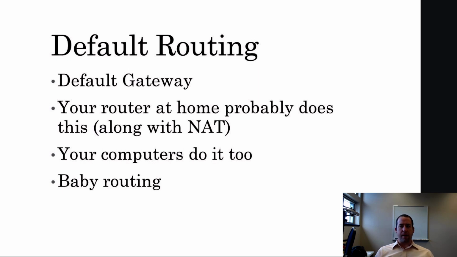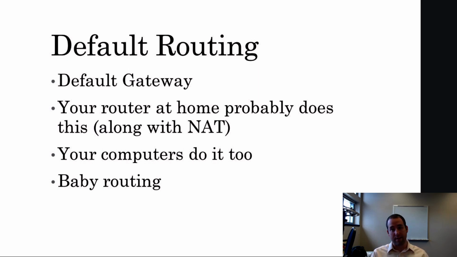So default routing is the easiest form of routing. Really, I'd call it baby routing, because all it's really doing is saying, if I don't know what network this is, if it's not on my local network, I'm going to send it to X device. And it doesn't matter what other network it's for, I'm sending it to X device. And that's what your computer does. If it's not on your local network, all your computer does is send that traffic to the router.